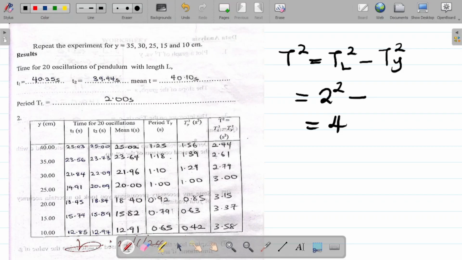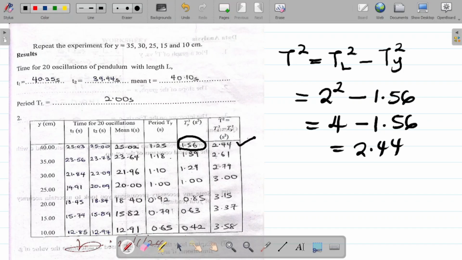So it's always 4 minus. Let's look at the first TY. My TY squared is this one here, which is 1.56. So 4 minus 1.56 and that will be equal to 2.44. That's how I get this answer here. For the second one, it becomes the same thing. So just simply TL is 2, is a constant. So it will always be 2 squared, which is 4. So it will always be 4 minus whatever you have here. In this case, 1.39. 4 minus 1.39 gives you 2.61. Okay, that's how I got this value.